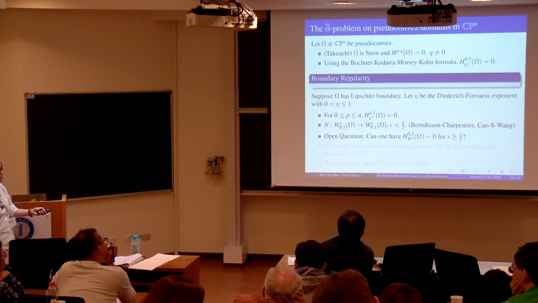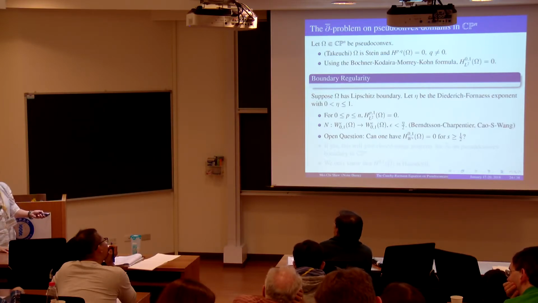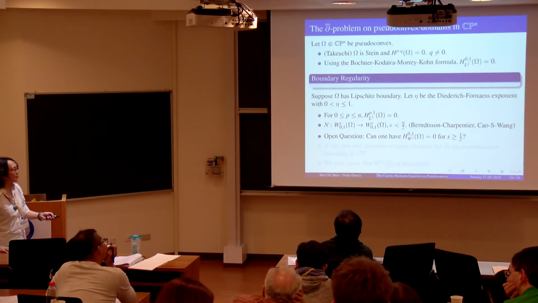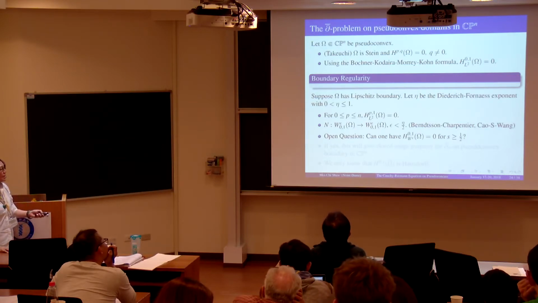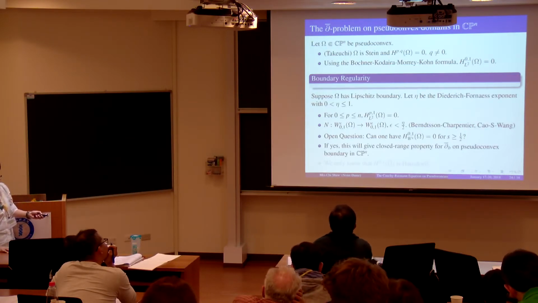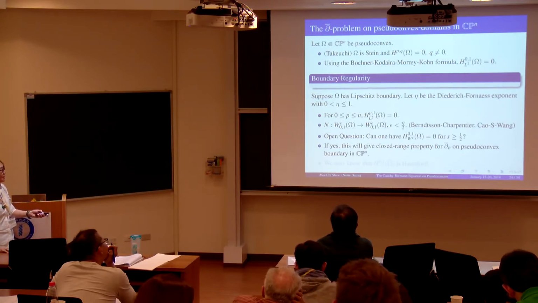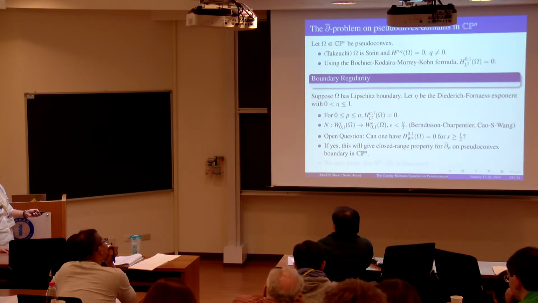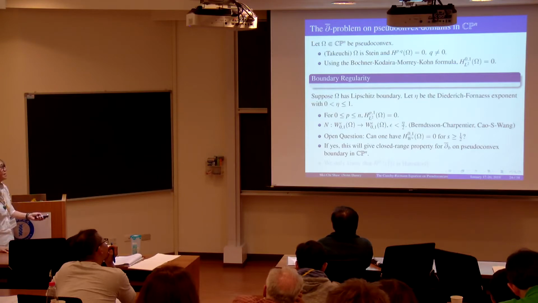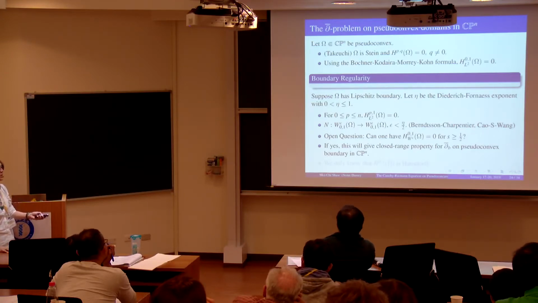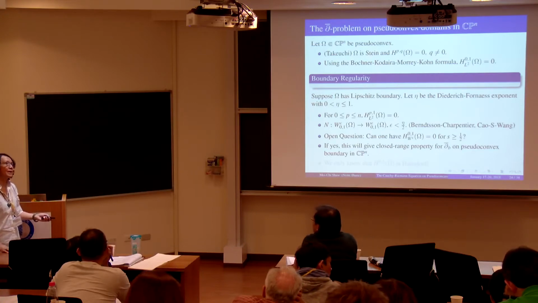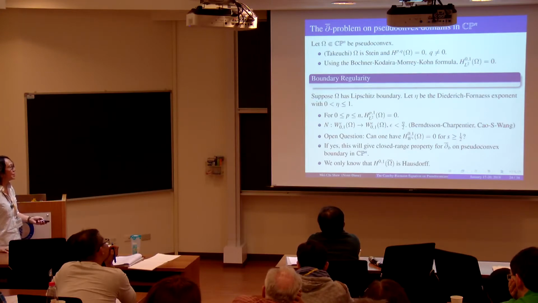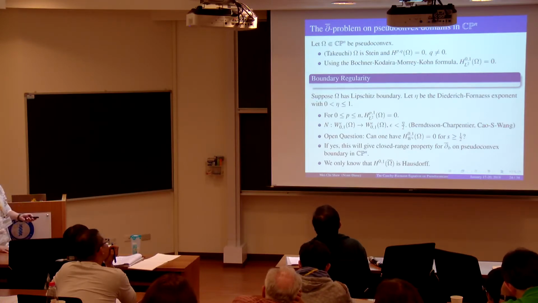But the interesting question is, can we have higher order regularity, like the Kohn theory, for Sobolev space W^s, when s is greater or equal to 1/2? The s equal to 1/2 case is especially interesting. If this is yes, then this will give a closed range property for the tangential Cauchy-Riemann complex on pseudo-convex boundary in CPN. Right now, this is still an open question, whether d-bar_b has closed range. In CN, we know. However, for a smooth boundary, one can show that it is Hausdorff.